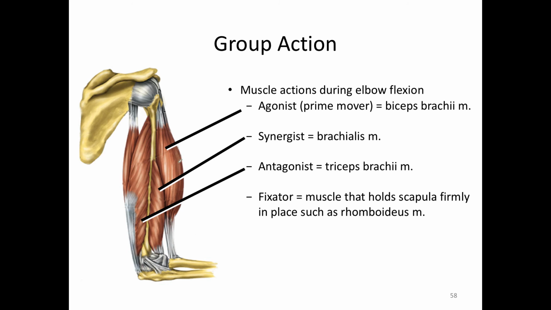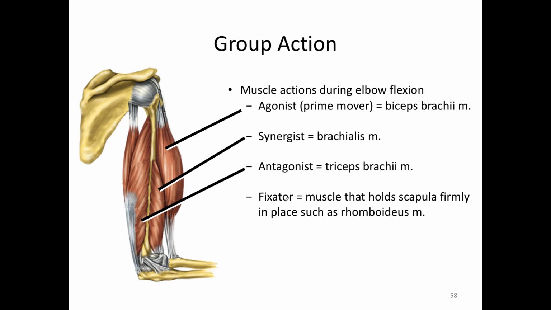So the biceps brachii is the prime mover. That's the agonist. The brachialis is a synergist. It's smaller and shorter, meaning it can't generate the same amount of tension as the biceps brachii, but it does help with elbow flexion. And the antagonist is the triceps brachii. So if this is contracting, it's going to pull the olecranon of the ulna towards the olecranon fossa, straightening your arm out. And that's the opposite of flexion, so that's extension.